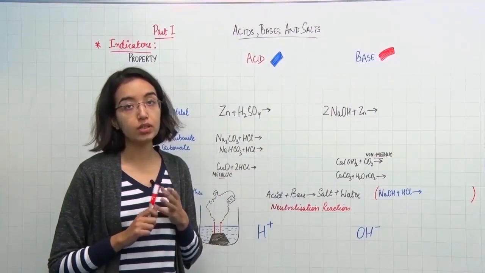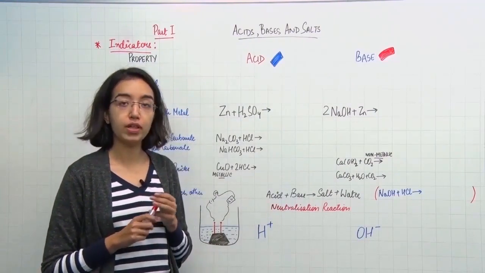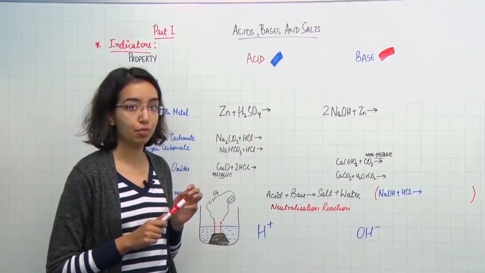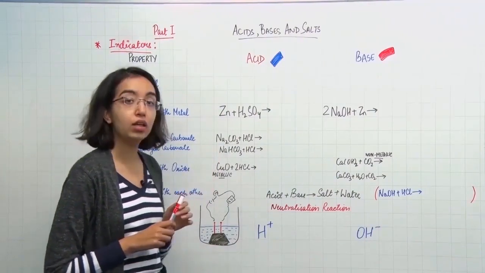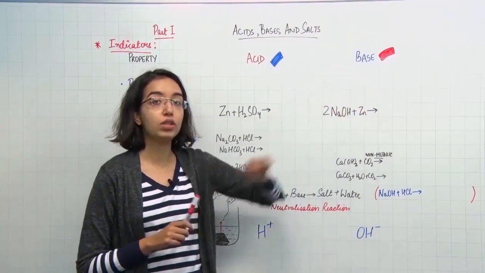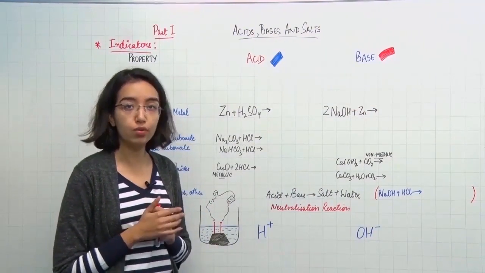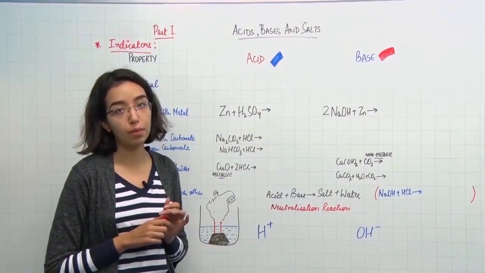The third type is olfactory indicators. Olfactory indicators change their smell when they come in contact with acid or base. For example, if an onion comes in contact with the base, it loses its pungent smell of an onion. Similarly, vanilla extract also loses its smell when it comes in contact with the base.